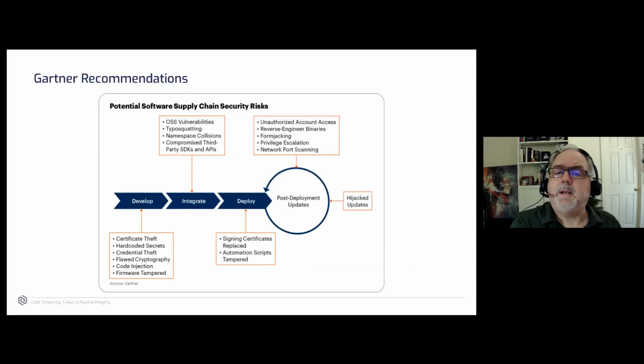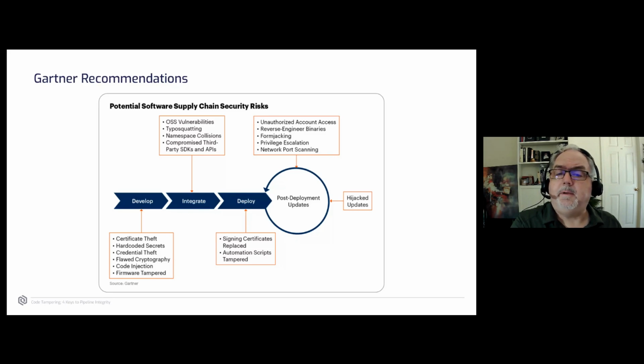Those realms roughly align with the phases of the software development lifecycle, and each phase faces different risks. As a result, we need to think about it on a phase-by-phase basis. The development phase faces risks such as hard-coded secrets or outright theft of credentials and certificates, compromised encryption between services, and malicious introduction of malware.